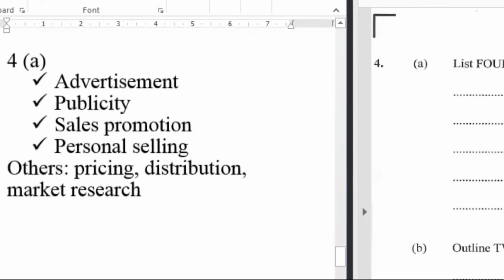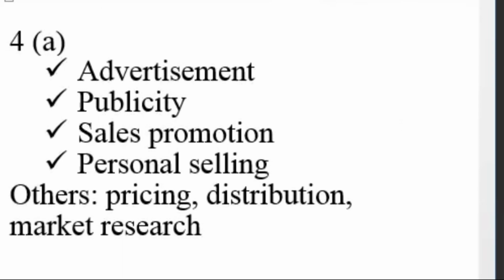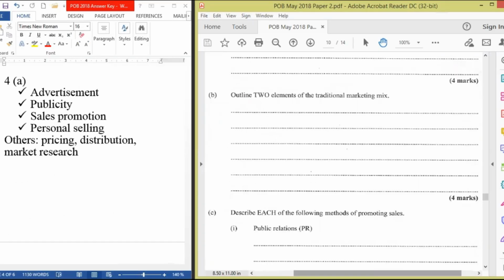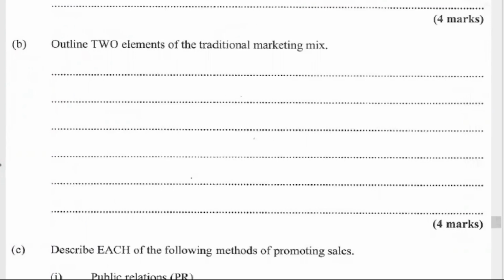All right, so some marketing activities include advertisement, publicity, sales promotion, personal selling. Others include pricing, distribution, and market research. Outline 2 elements of the traditional marketing mix.